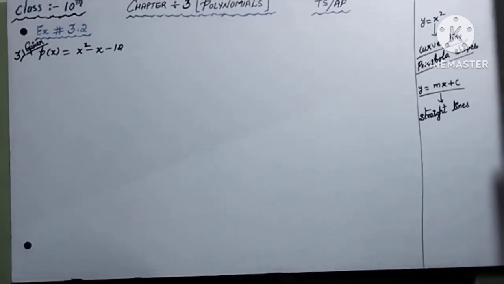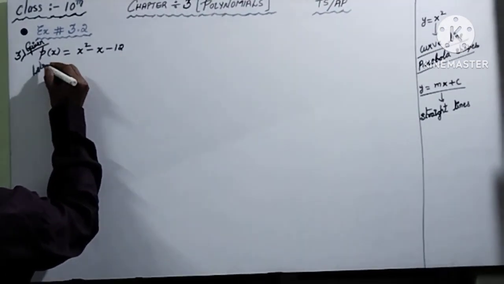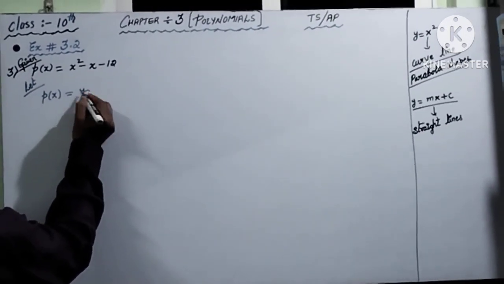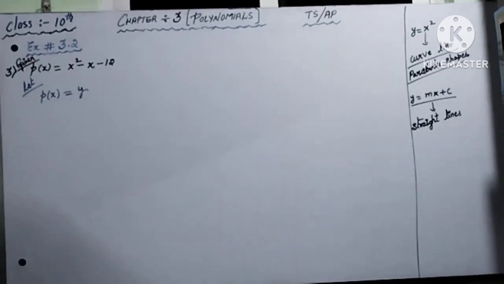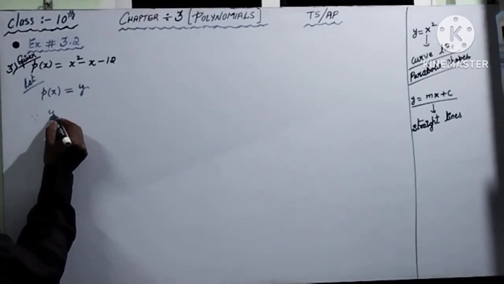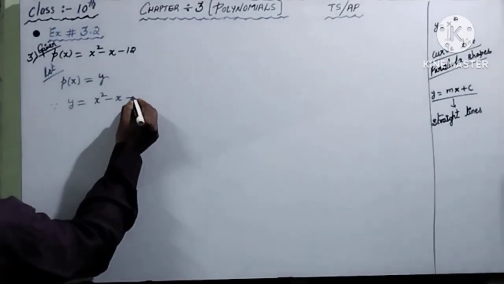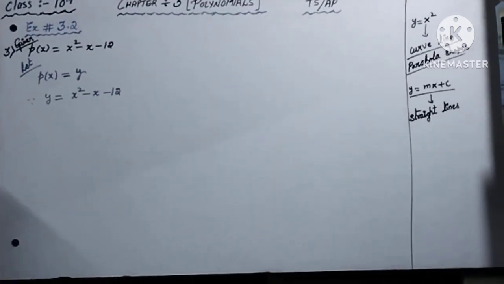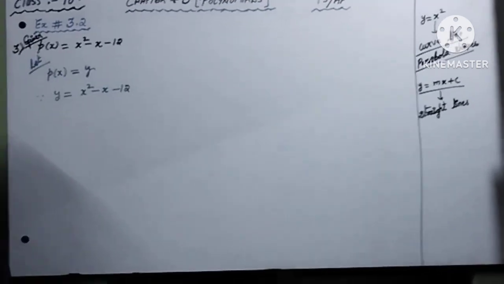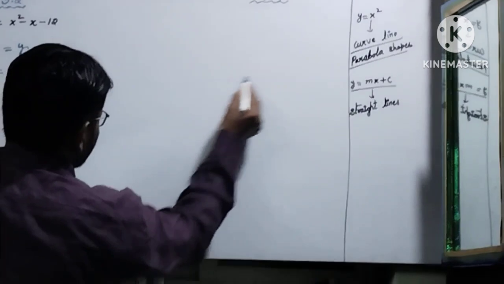Now let's see. First, what am I using? I am using this p of x as y. Let's take p of x equals y. Then substitute: y equals, take this polynomial as it is, x square minus x minus 12. Then we have to find the points of x and y, means ordered pairs. How can we find them? Let's see.